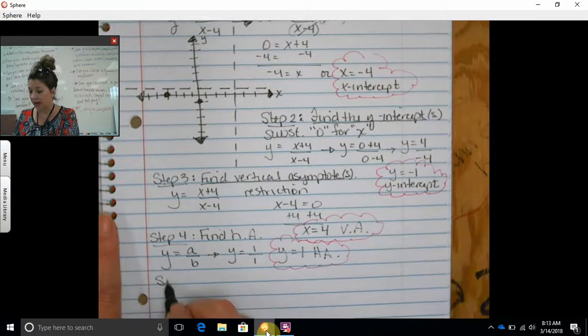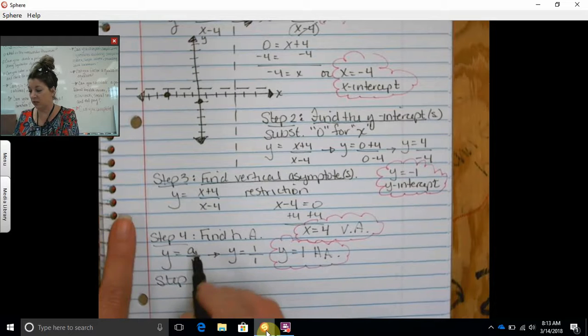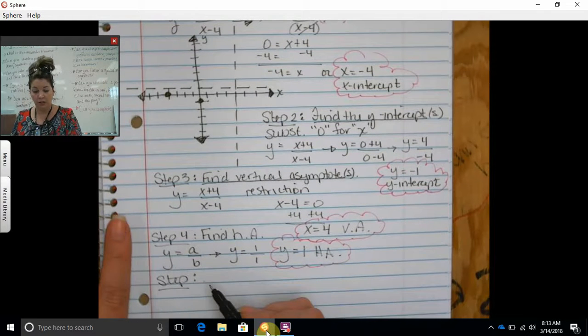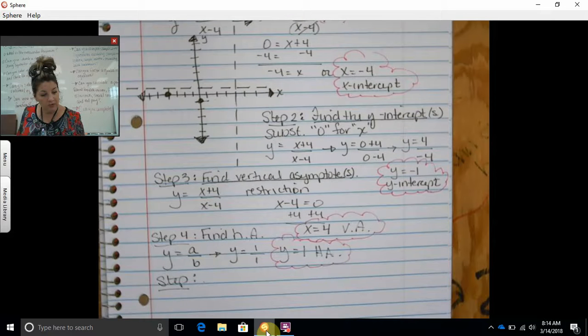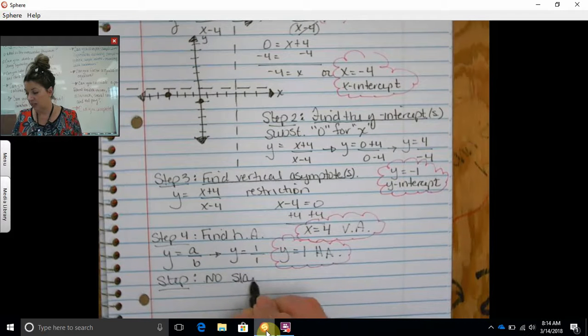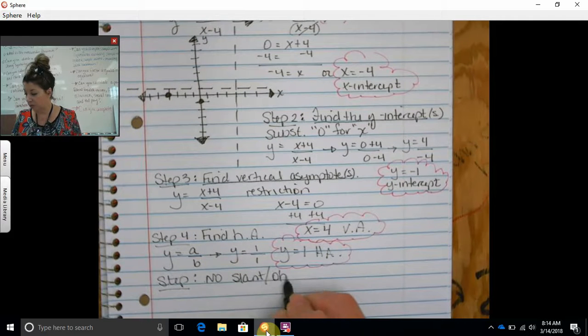Step 5, if you have a horizontal asymptote, you're not going to have a slant asymptote. Because for a slant asymptote, you have to have the degree of the numerator be 1 degree greater than the degree of the denominator. Well, these were equal, so there is no slant, or oblique, asymptote.